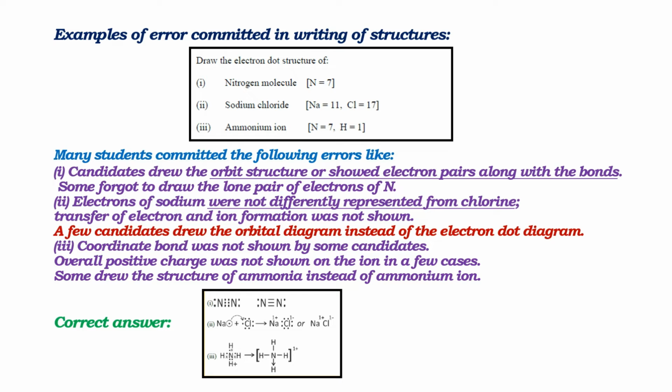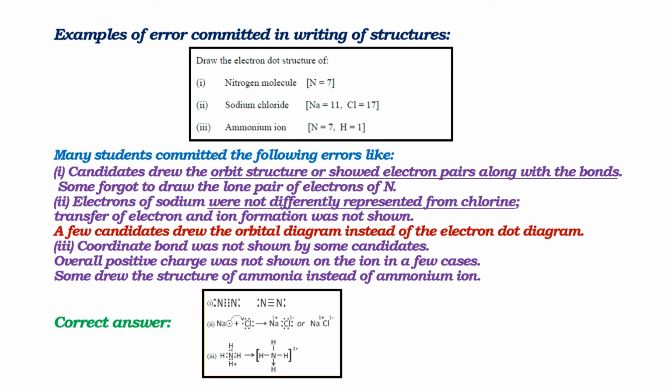Examples of errors committed in writing of the structures. In this question of drawing the electron dot diagram of the nitrogen molecule, sodium chloride and ammonium ion, many students committed the following errors. Candidates drew the orbit structure and showed the electron pairs along with the bonds. Some forgot to draw the lone pair of electrons of nitrogen. Electrons of sodium were not differently represented from chlorine. Transfer of electrons and ion formation was not shown.